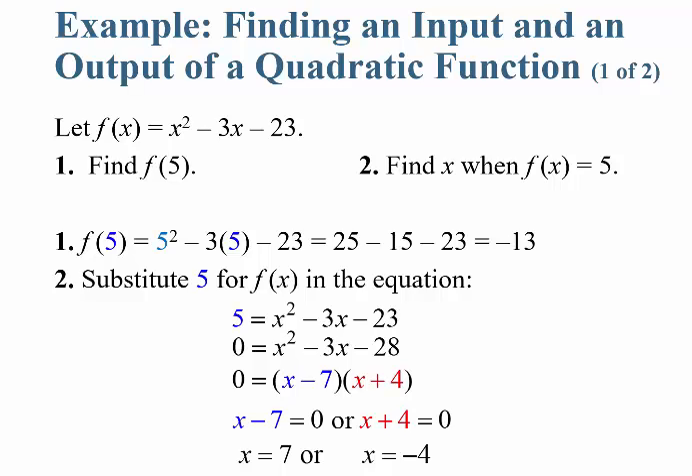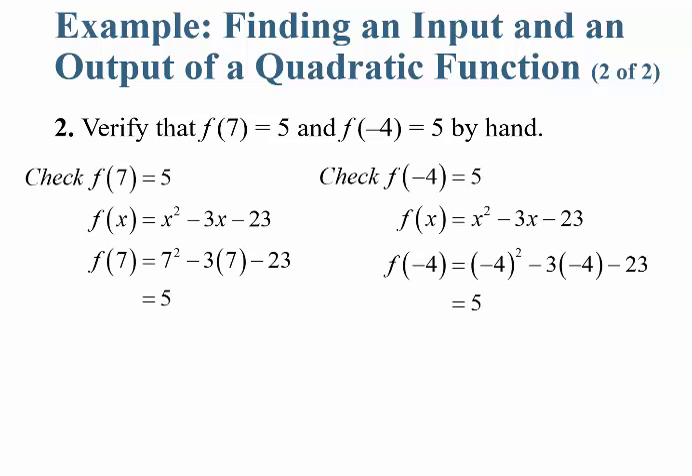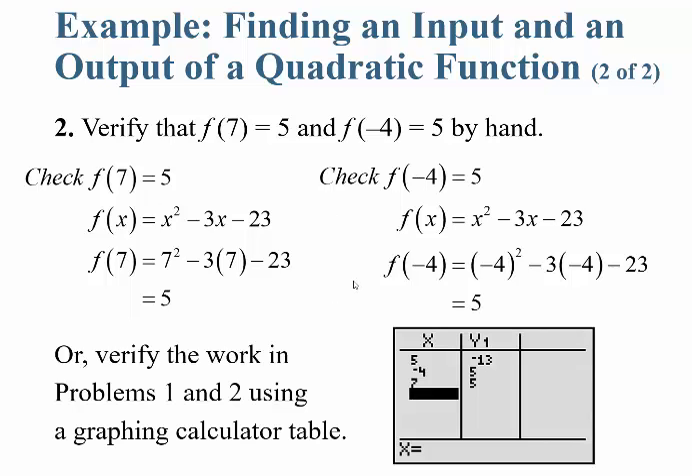One is x is equal to 7, and one is x is equal to -4. All right, so you can verify this by plugging both these values into your calculator or into the function, also on your calculator, and see if they equal 5, and they do. You can also work this into your graphing calculator with a table, and indeed, it checks out.